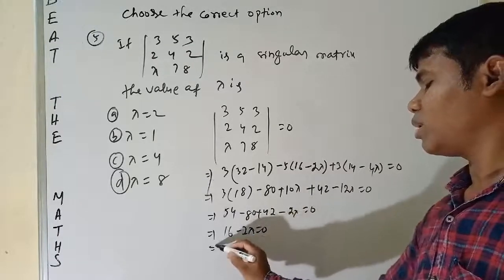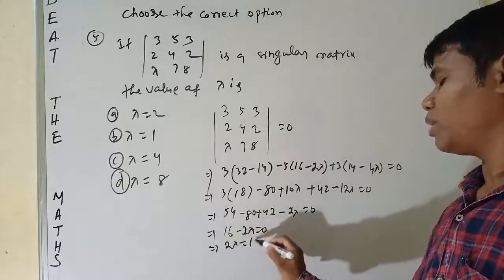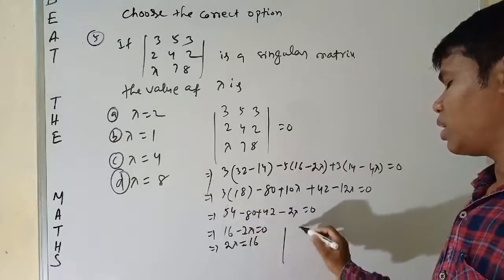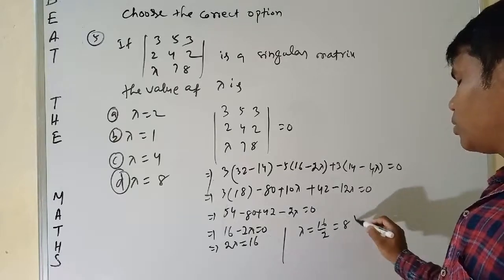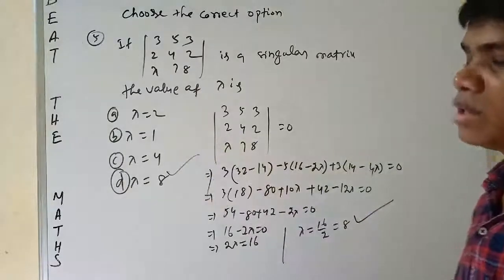Okay, 2 lambda is equal to 16, lambda is equal to 16 by 2 is equal to 8. So the correct option is D. Pause the video, note it down.